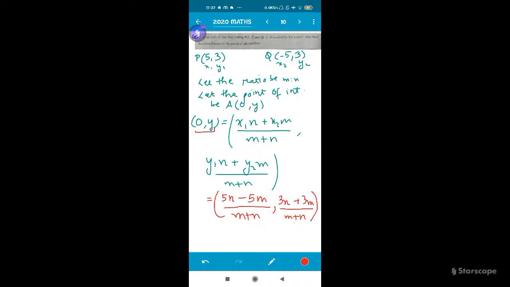So we are going to compare, we are going to see 0 is equal to the first part of the coordinate, that means the x coordinate. Why do we do it? Because we know the value of 0. It is a known value. We don't know the value of y. We don't know the value of m and n. How can we use so many unknown values? So we have to use one known value and the others can be unknown to us. So 0 will be equal to 5n minus 5m divided by m plus n.